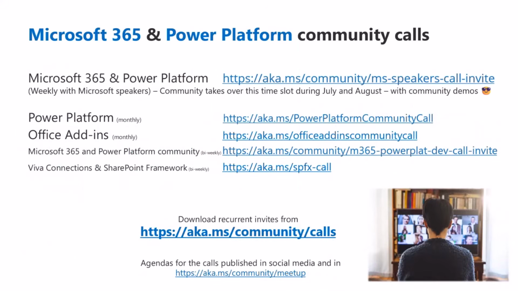Talking about the community, we have a set of recurring meetings. For example, we have this one, the Microsoft 365 Power Platform community. And during the summertime in July and August, there will be a community takeover. So there will be demos and content from the community, while during the regular time of the year, there are Microsoft speakers only in these community calls. Then we have the Power Platform one on a monthly basis, as well as the Office Add-in one, the Microsoft 365 Power Platform community bi-weekly call, and the Viva Connections and SharePoint Framework bi-weekly call on Thursday. If you want to get the invite for all of these calls, there is just one URL you need to remember, aka.ms/community/calls, and from there you can get the invite for all of them.